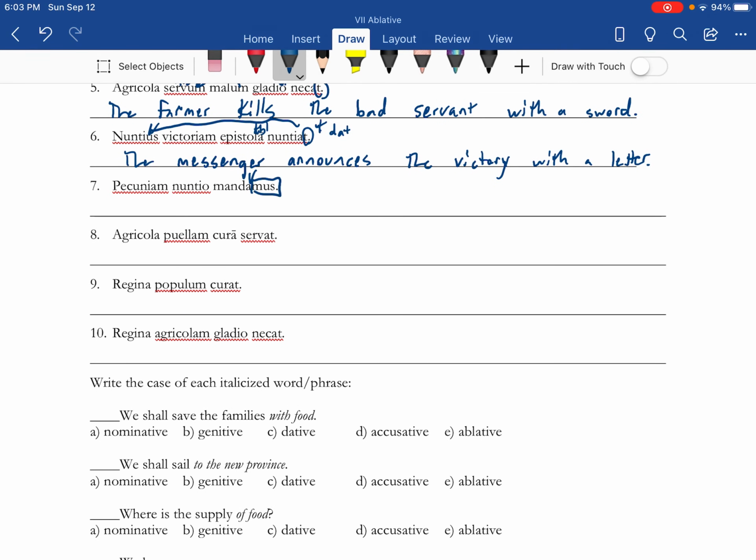Our verb is here, the "mus" is we. So we entrust. The "am" is our accusative, the money. And mandamus is one of those words that takes the dative. And this is going to be our dative, to the messenger.